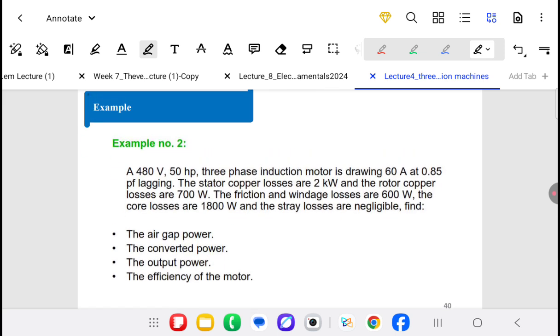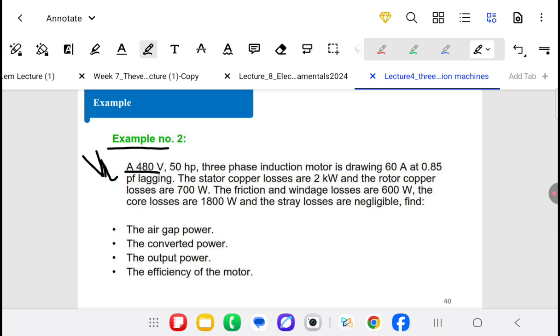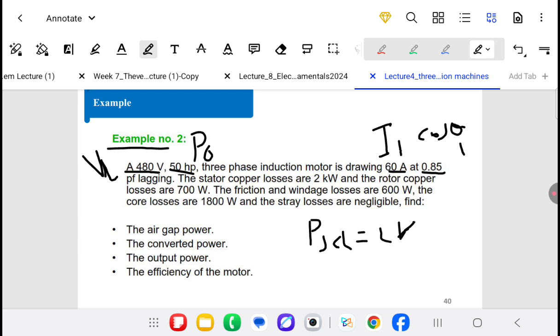Now we will see another example. Example number 2: 480 volt, which is the V line, the line voltage. 50 horsepower is the output power. Three-phase induction motor draws 60 ampere, which is I1, the current of the stator, at 0.85 lagging power factor, which is cosine theta 1, the power factor of the stator. The stator copper losses equal 2 kilowatt.